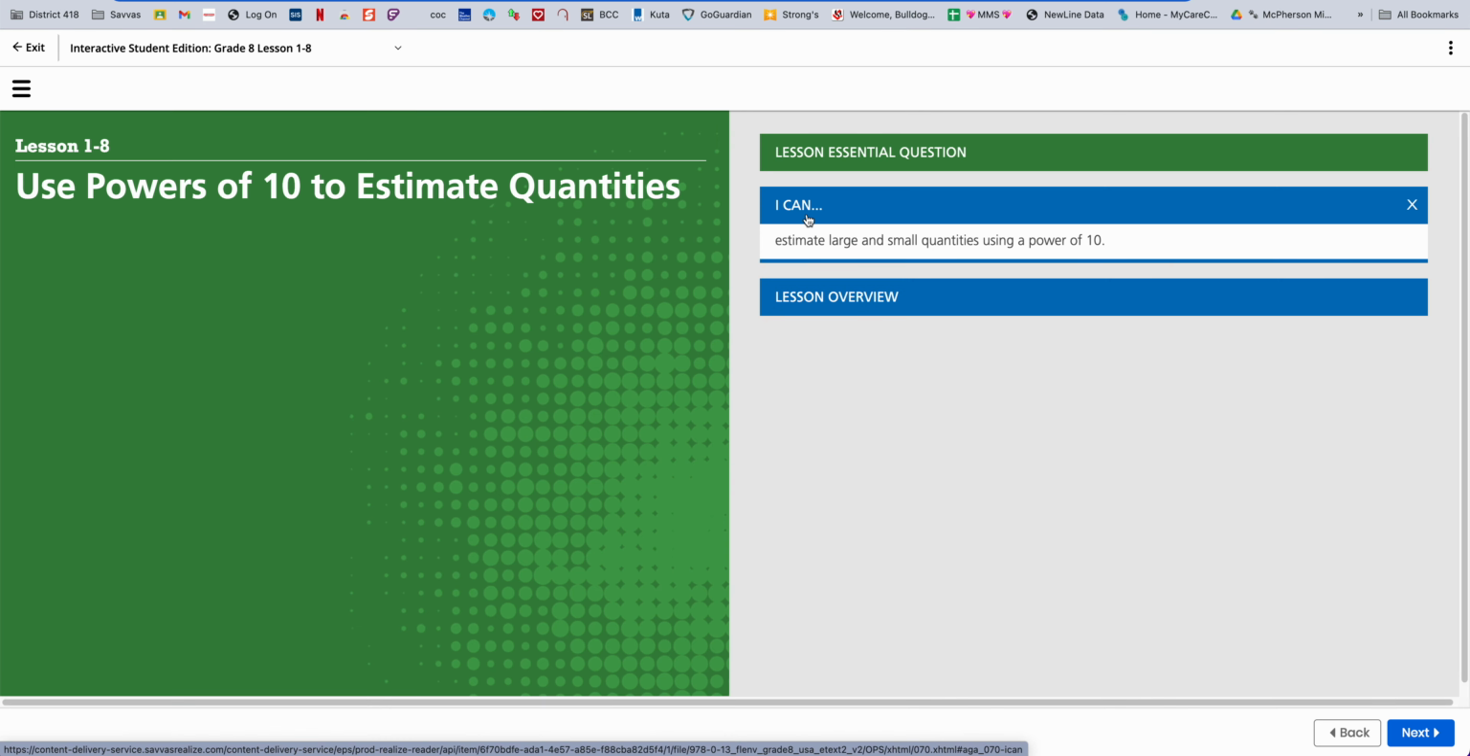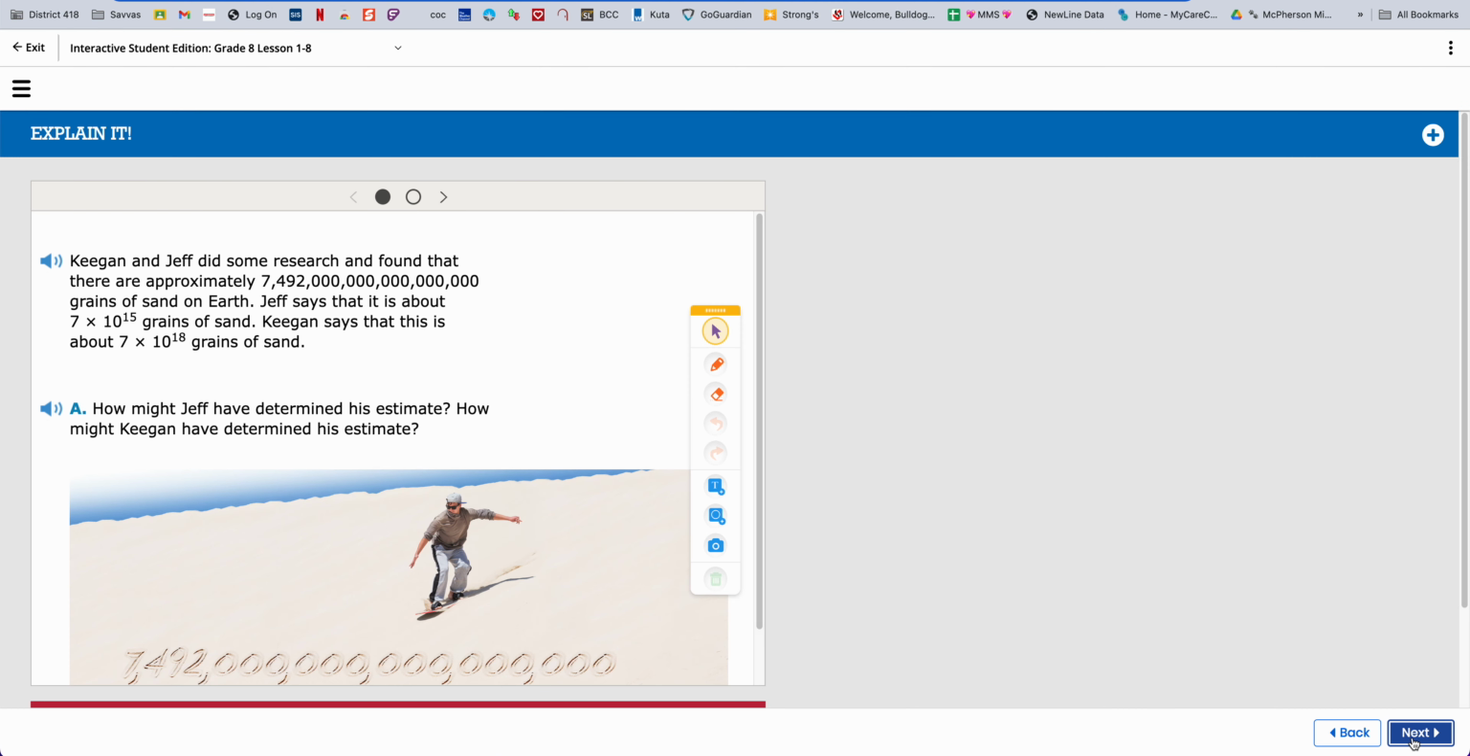Okay, so by the end of this lesson, we want to estimate large and small quantities using a power of 10. That's our goal today. All right, here we go. We're going to start off with a warm-up question.